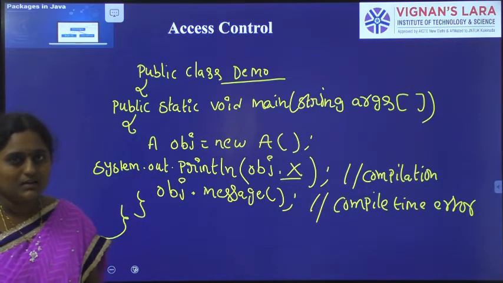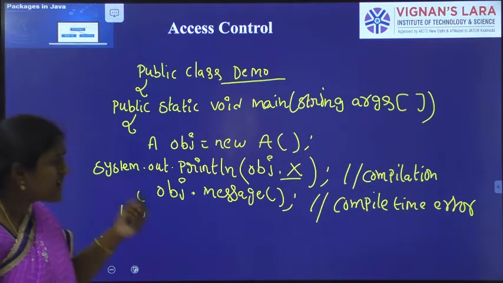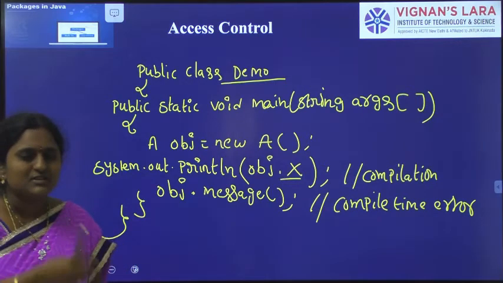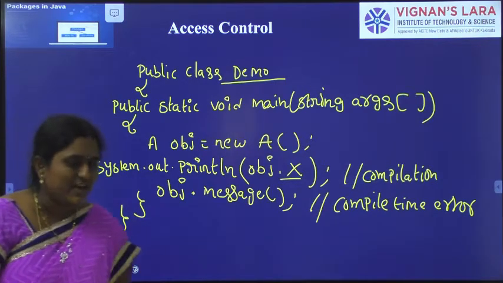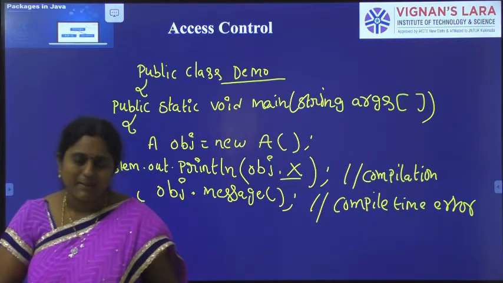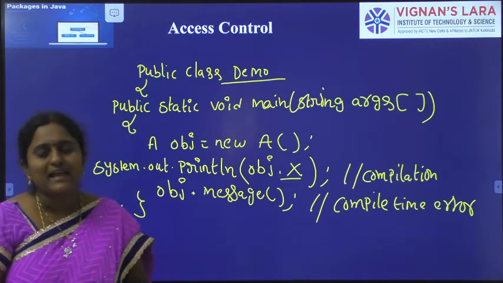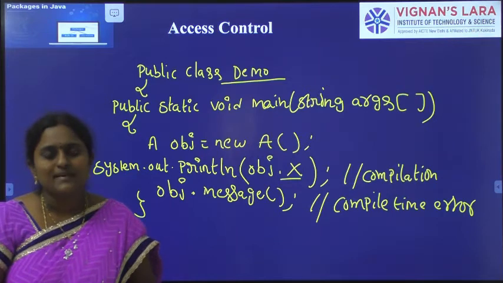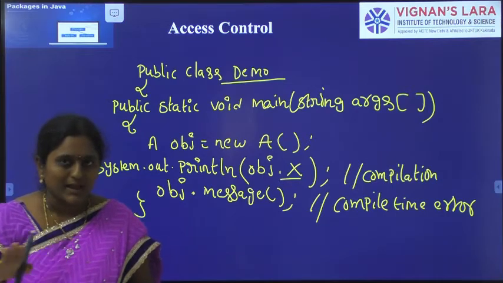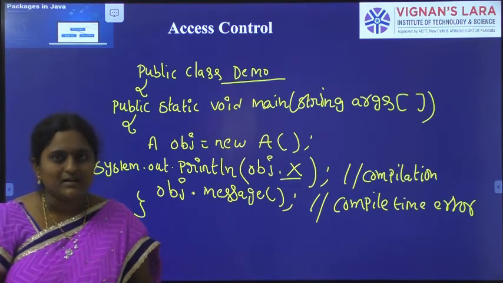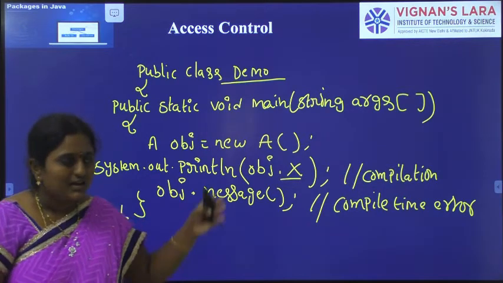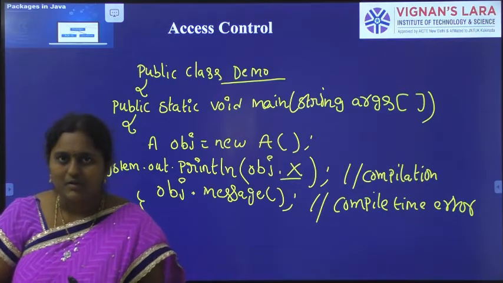Already we started with the public access specifier, and till now we have completed the private access specifier. If you observe the difference between public and private: public means everywhere we can access it, within the class, within the package, outside the class and outside the package. Private means the only scope is within the class. Outside the class and outside the package we can't access it. If we try to access private data members and private methods outside the class, it leads to an error at the time of compilation.